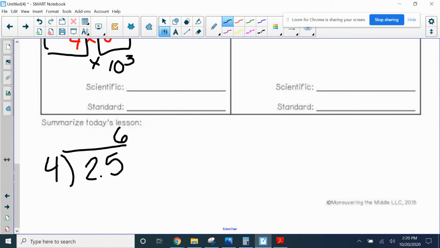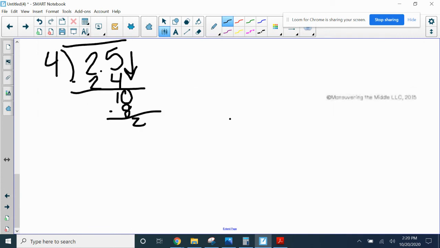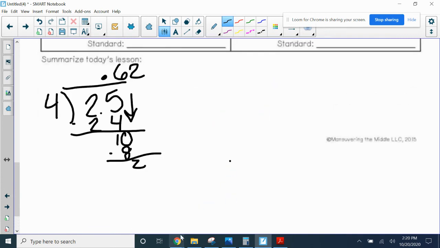4 goes into 25 6 times, which is 24. 25 minus 24 is 1. Bring down a 0. 4 goes into 10 2 times, which is 8. 10 minus 8 is 2. And if I extend my page out to finish this, we bring down 1 more 0. 4 goes into 20 5 times. And we're done.